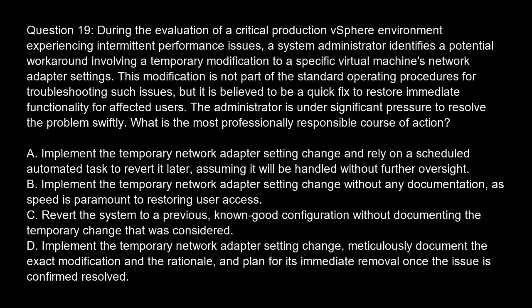Option A. Implement the temporary network adapter setting change and rely on a scheduled automated task to revert it later, assuming it will be handled without further oversight. Option B. Implement the temporary network adapter setting change without any documentation, as speed is paramount to restoring user access. Option C. Revert the system to a previous, known good configuration without documenting the temporary change that was considered. Option D. Implement the temporary network adapter setting change, meticulously document the exact modification and the rationale, and plan for its immediate removal once the issue is confirmed resolved.